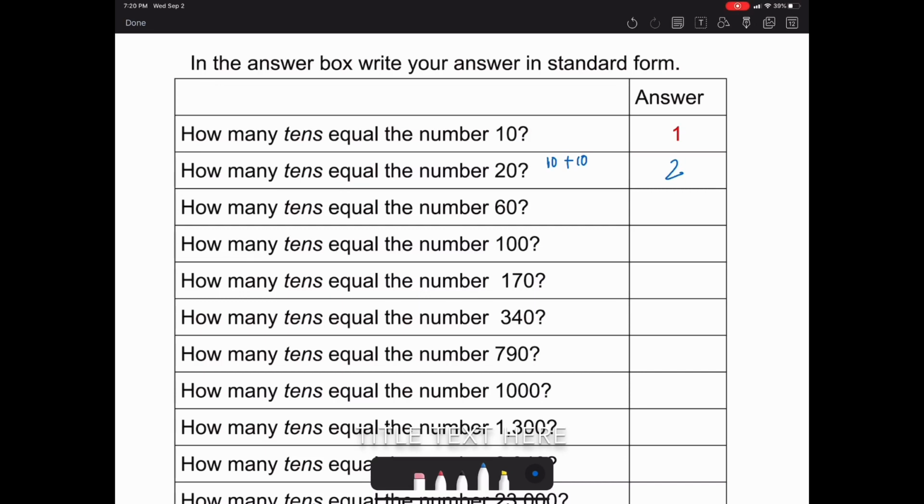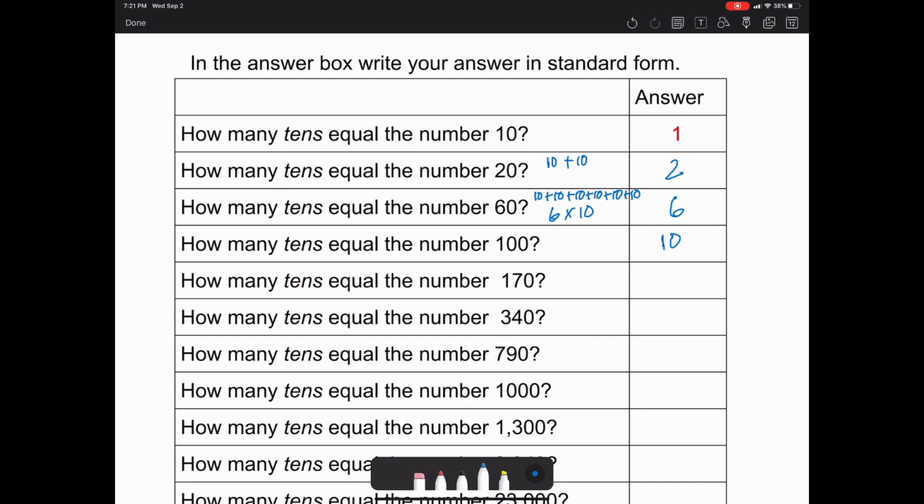How many tens equal the number 60? And you can see that there's 6 tens, or you can look at it as just 6 times 10, which would mean that there is 6 tens. And that seems a lot shorter to write, so I'm going to just use multiplication from now on. So how many tens would equal the number 100? Well, if you know that 10 times 10 equals 100, then you know that there's 10 tens.